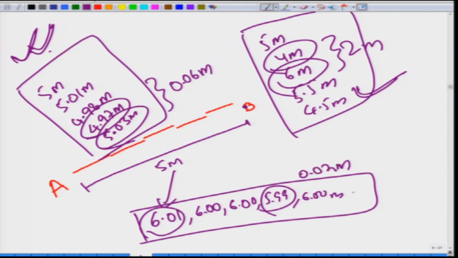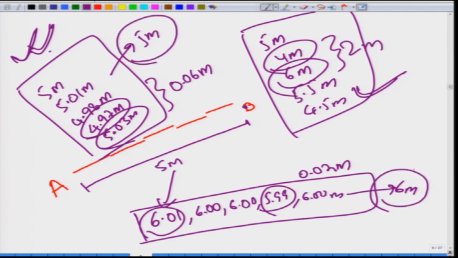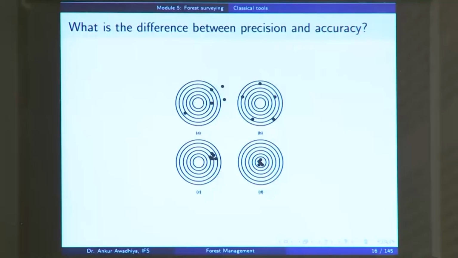But then if you take the average of these, it will be very close to 6 meters. If you take the average of these, this will be close to 5 meters. So, these readings are accurate, these readings are not accurate. So, you can have readings that are precise, but not accurate, you can have readings that are accurate, but not precise, and so on. So, if we were to represent accuracy and precision by say this representation.